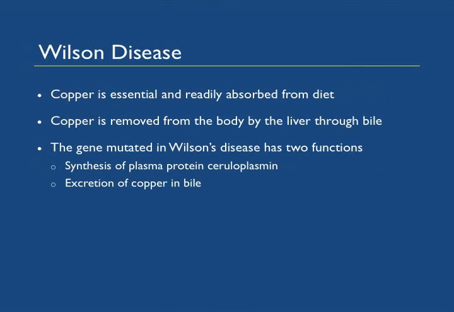The underlying physiology involves copper handling. Copper is essential and is readily absorbed from diet. Copper is removed from the body by the liver through bile in a very well-coordinated fashion so that it does not become excessive. The gene mutated in Wilson's disease has 2 functions. One is in the synthesis of a copper-containing plasma protein called ceruloplasmin. The other is in regulating the excretion of copper in bile.